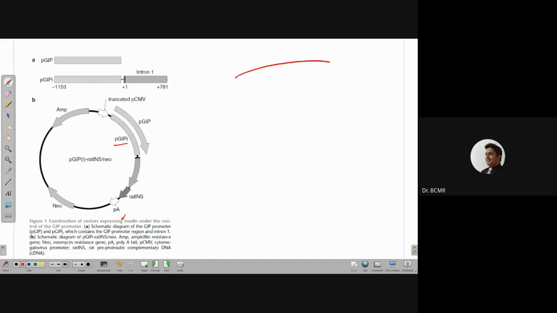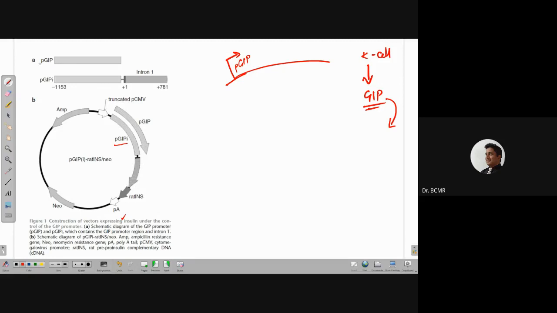Why did they choose the promoter of GIP? Because they have chosen the K cells, which produce GIP. That means GIP is produced only in this particular cell, the K cell. It is specific to the K cell. So they have chosen a promoter for that particular thing, for timed secretion or timed production or quantity of GIP.